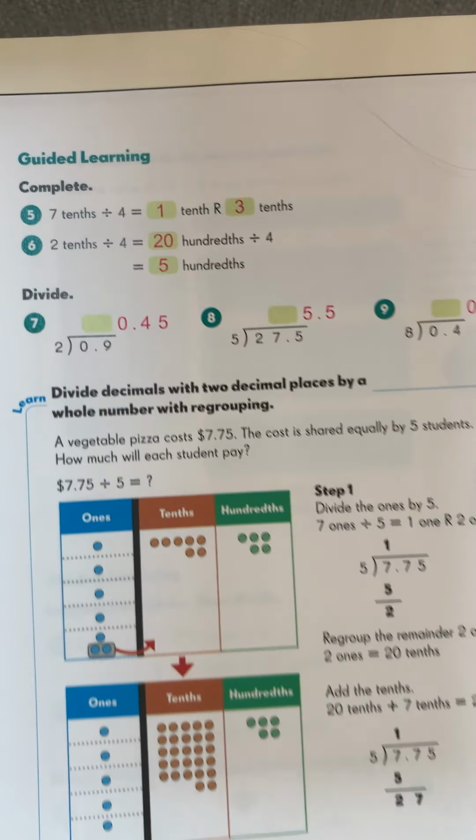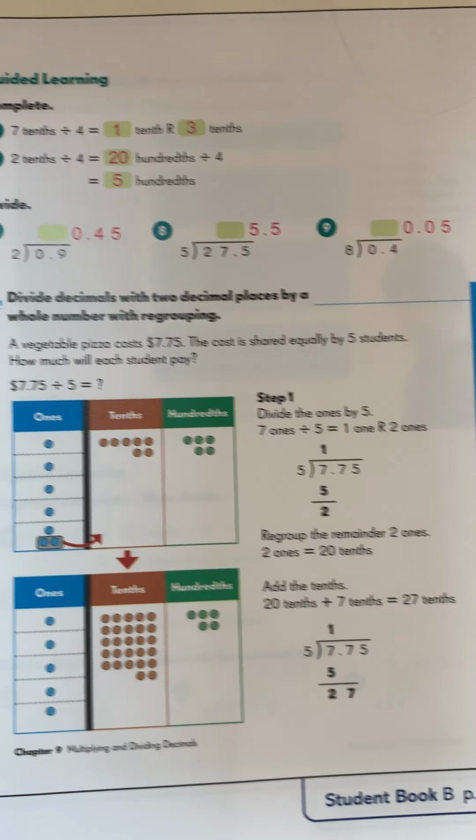Let's go ahead and get started on math today. So today we're going to be looking at dividing decimals with 2 decimal places by a whole number with regrouping, okay? So before we start, let's open up our textbooks, 5B, to page 56. And I'll show you. It's gonna look a little bit like this. Okay, so make sure you're open up to page 56.